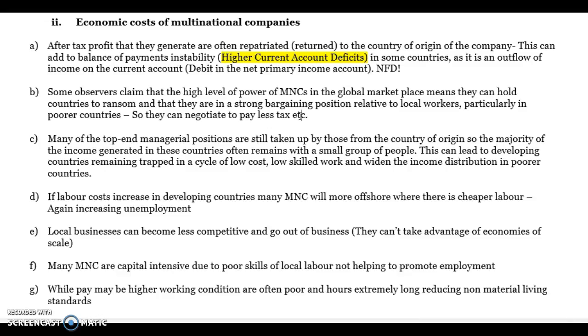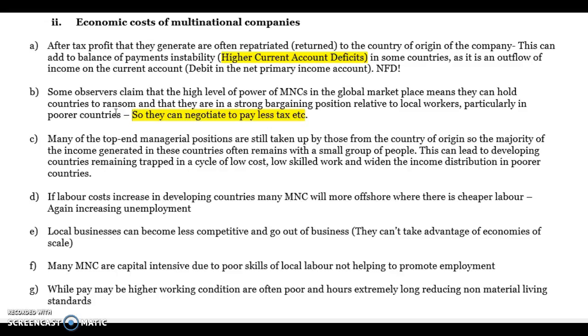Some observers claim that the high level of power they have can mean that they hold countries to ransom, which basically means that they can negotiate so they pay less company tax. So that's the case with Apple. They often don't pay the right amount of tax that they should be paying, and that can lead to problems for the country that they're in because they don't get the tax that they deserve.